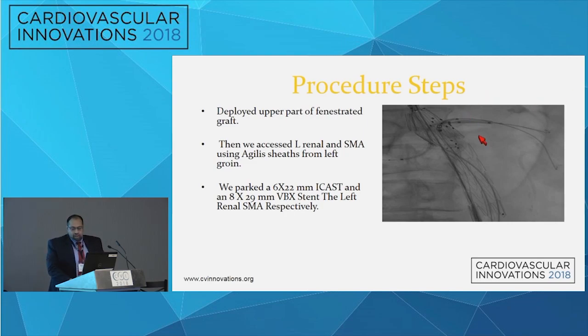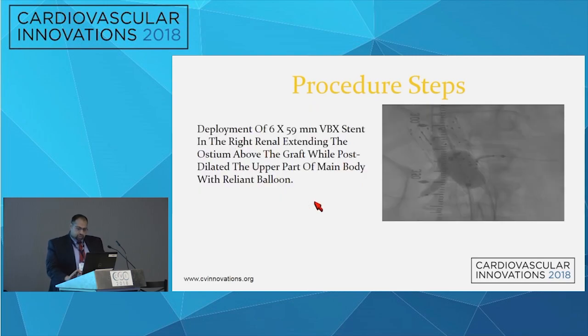This process, shown in one picture here, of accessing these two was the longest part of the procedure. This part took actually 1 hour to do. So after we parked these two stents, we parked a 6x22 iCast in the SMA and an 8x29 millimeter VBX in the left renal artery. We moved to the next step. In that step, we first deployed the right VBX that we parked earlier from the right brachial artery, and at the same time, we dilated the graft here with the Reliant balloon. We got a really good result there.